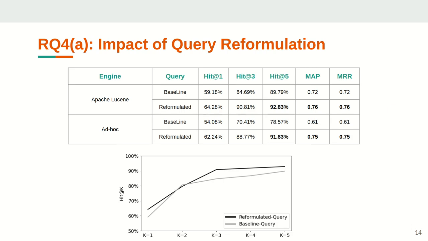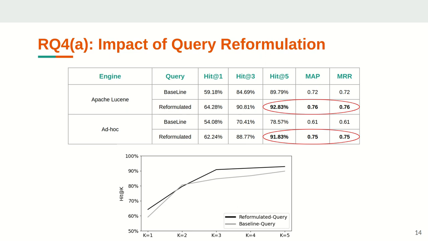On RQ4, we try to examine the improvement of TechTube in retrieving relevant videos and relevant video fragments when it uses query formulation methods. So we compare the retrieval results of the baseline query and the reformulated query against our ground truth to see if we can benefit from the pseudo-relevance feedback method, specifically the term frequency method, or not. As you can see in this table, both search engines deal with the reformulated query better. And in the best case, the Apache Lucene search engine retrieves the top 5 results 93% of the time with a mean average precision of 76% and a mean reciprocal rank of 0.76.